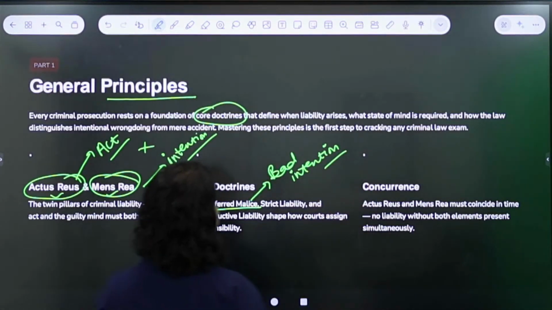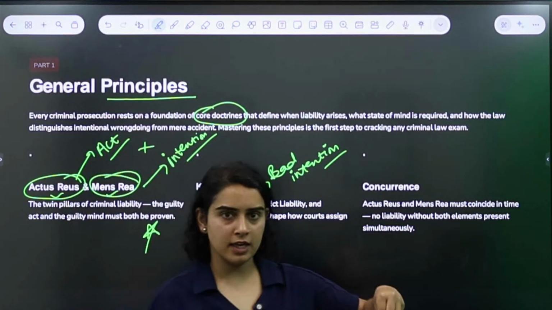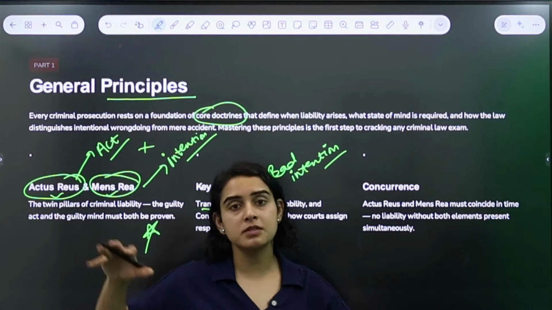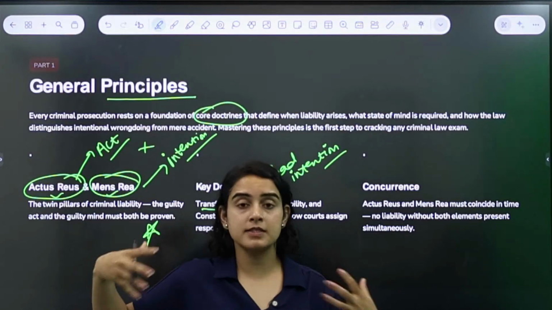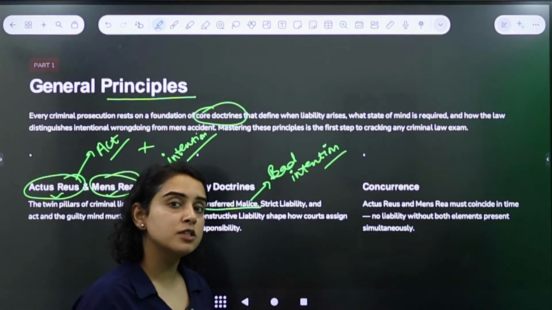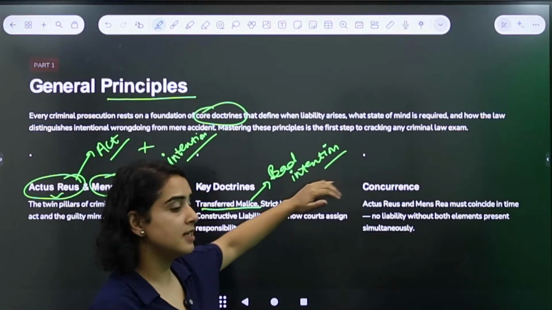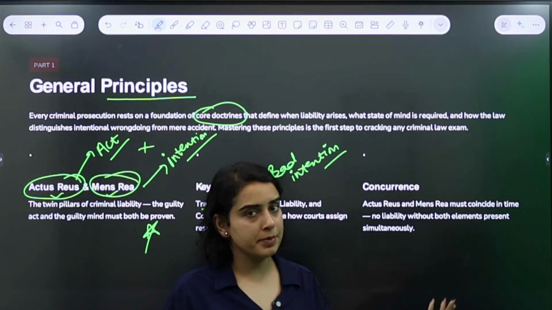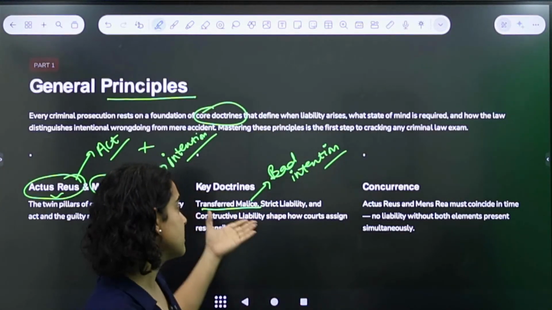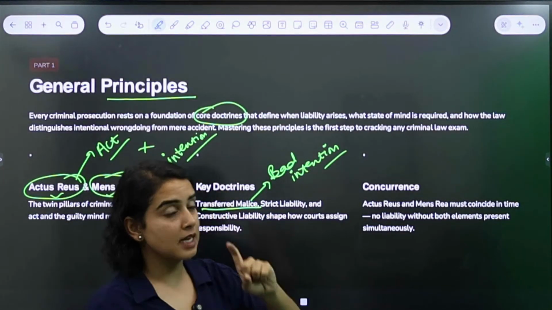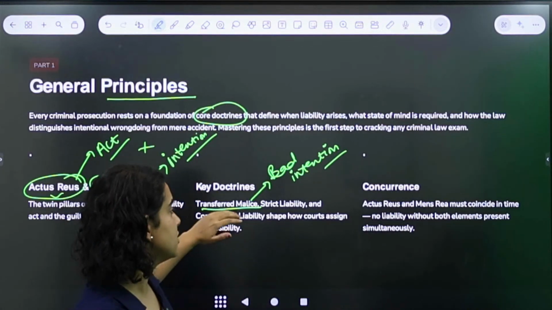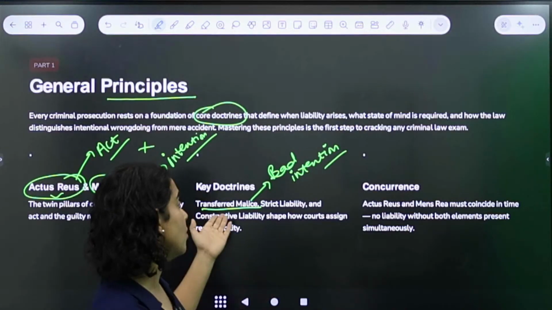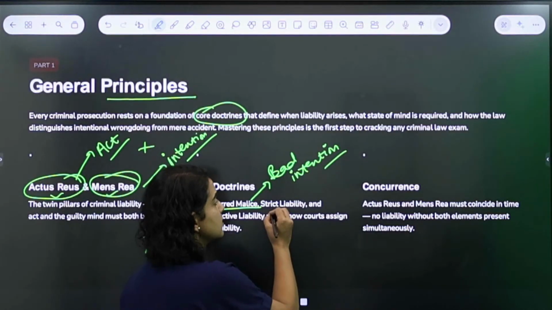So if you have a bad intention to harm person A, but due to your action, person A is unaffected, but person B is harmed, then also you will be responsible. Why? Because there is a malice, there is a bad intention. You couldn't execute your intention properly, that's separate, but still you had an intention, and that is something really important, right? So if you have an intention to harm someone, but you end up harming someone else, that is called transferred malice. Then there is strict liability.